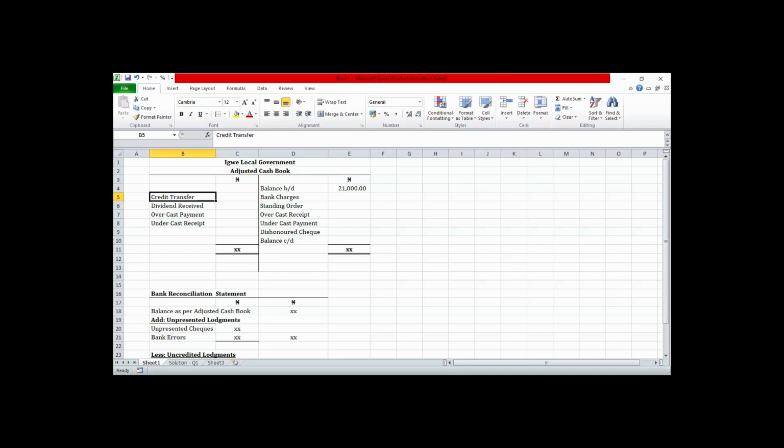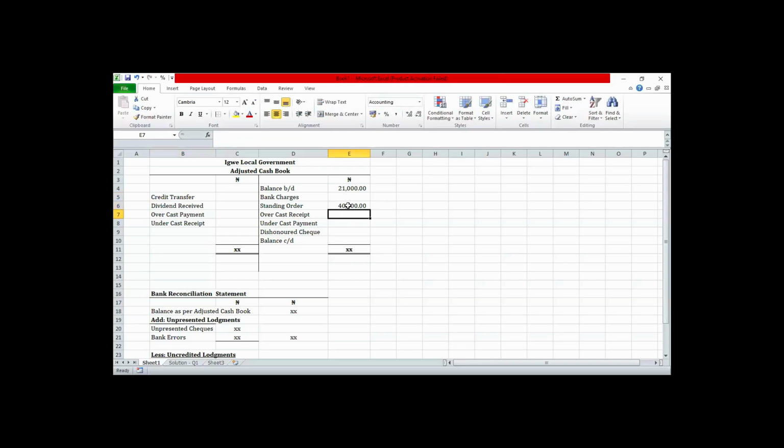So an investigation into the difference in figures reveals the following information. A. The bank had paid 40,000 naira on 29th June by way of standing order. Standing order. How much? 40,000 naira. That's all. The next one.